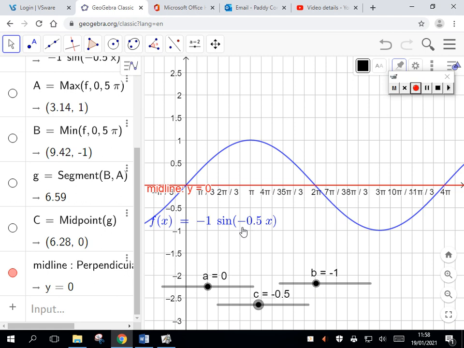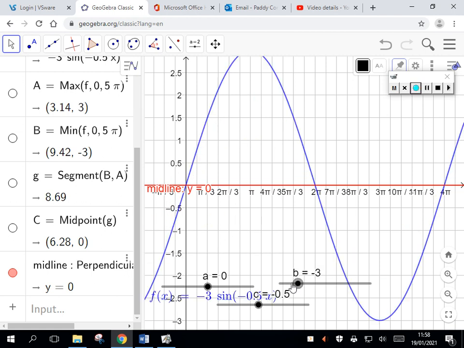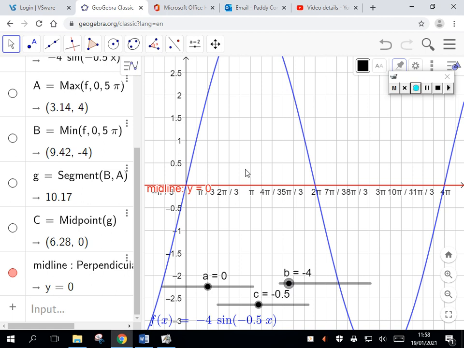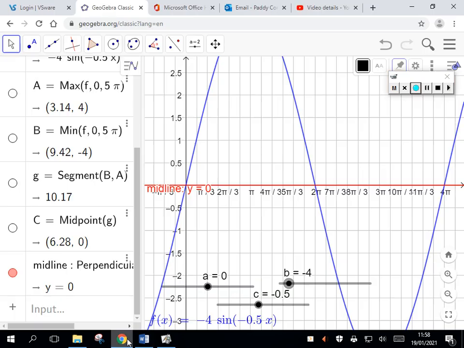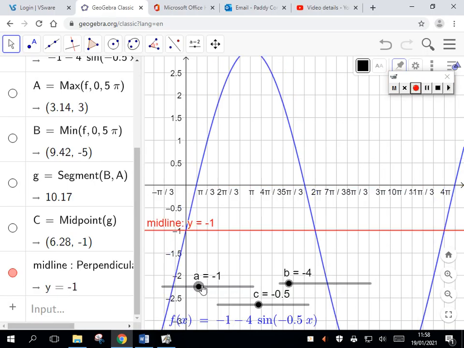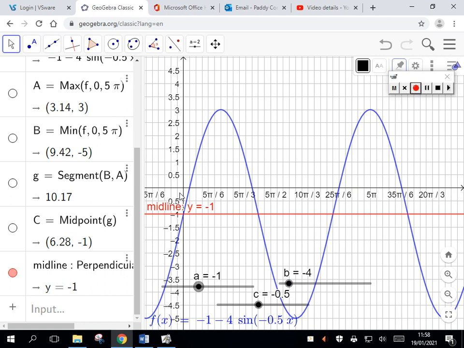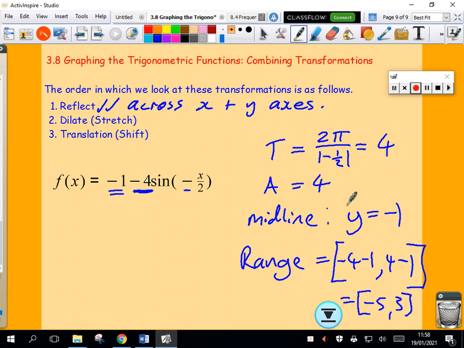Changing the value of this to 4 instead of 1, so a -4. That's a vertical stretch, scale factor of 4. And then finally, just shifting the whole thing down 1 unit, goes to there. Range from -5 here up to 3. Midline here, y equals -1. Amplitude, midline's at -1 up to 3. That's an amplitude of 4. Period here of 4 pi. All those things we were able to predict.